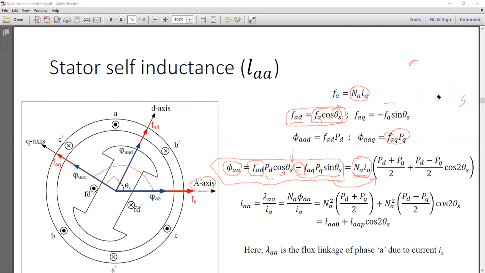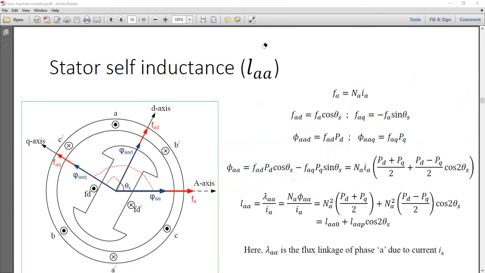If I replace everything, what do I get? Let me write it here. So I have to replace FAD first. What is FAD? FA cosine theta s. Then I will replace FA also. So what do I get? NAIA, cosine square theta s. Very good.